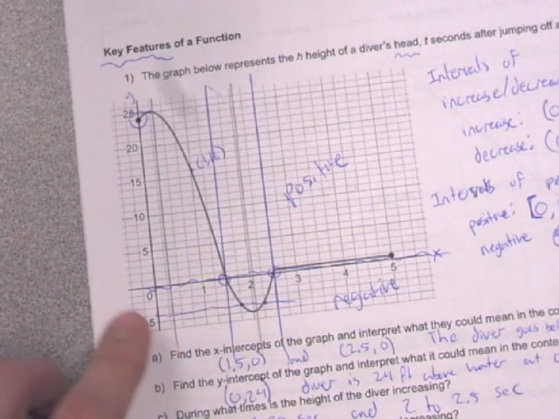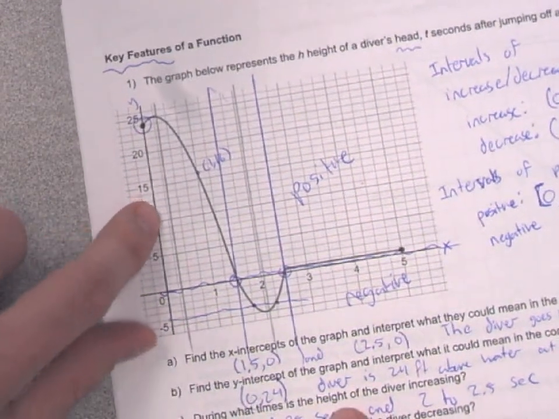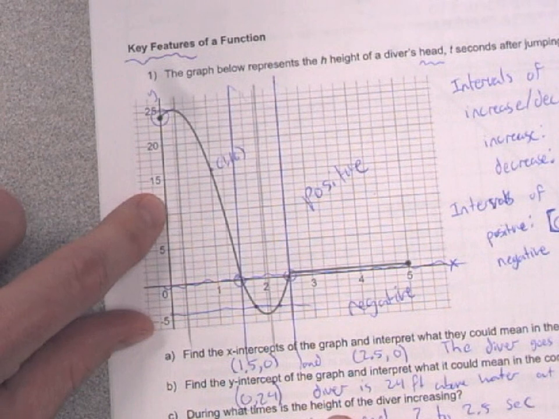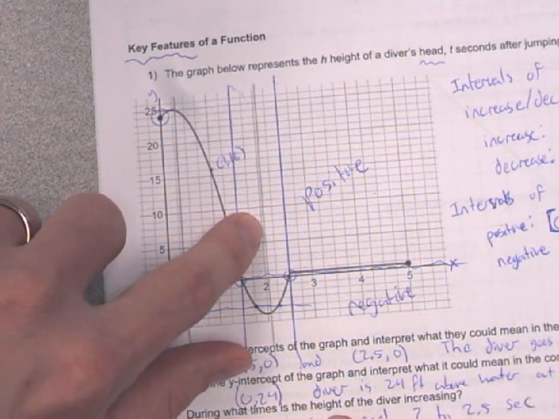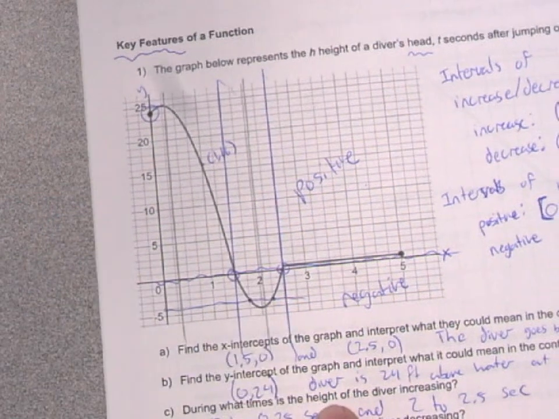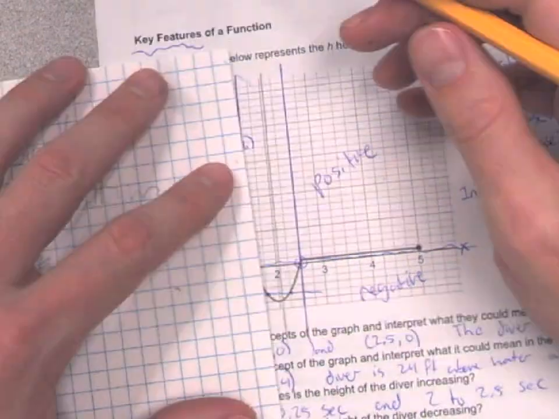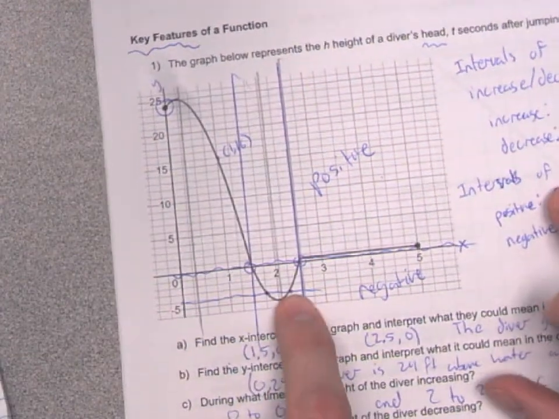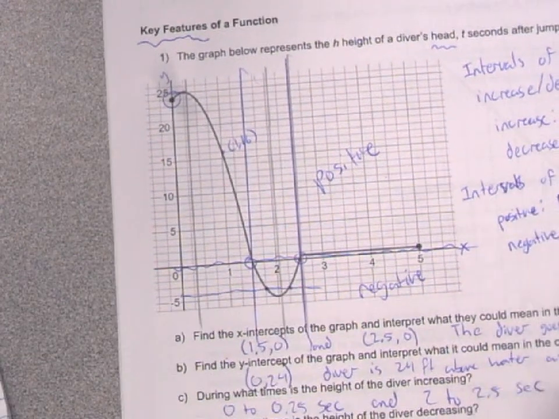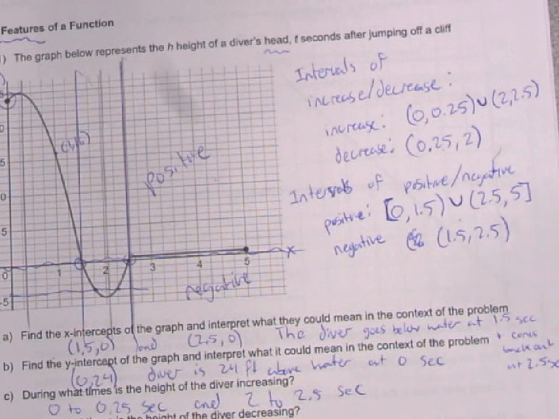Okay, so these are different intervals, but he's increasing in this section of the graph. He's decreasing in this section of the graph between the two pencil lines. And then he's increasing again in this section of the graph. So we're just taking little chunks of the domain and we're talking about what's happening in those chunks.